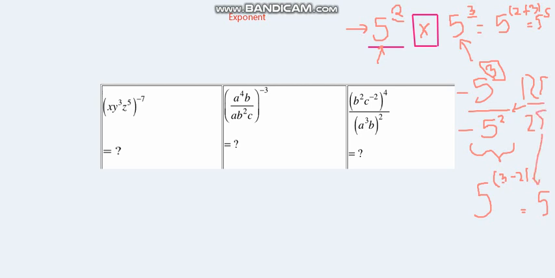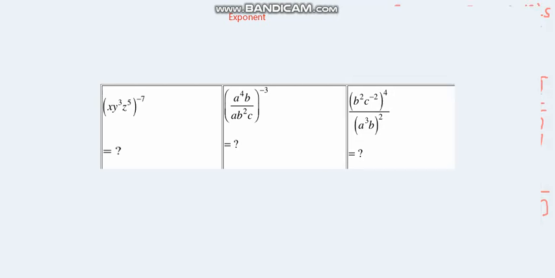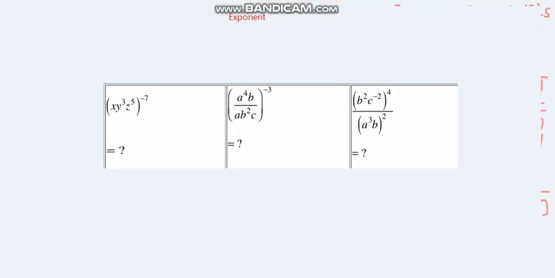So we don't need to actually expand the exponents. We can use rules to help us out. All right, so those were the first two rules.